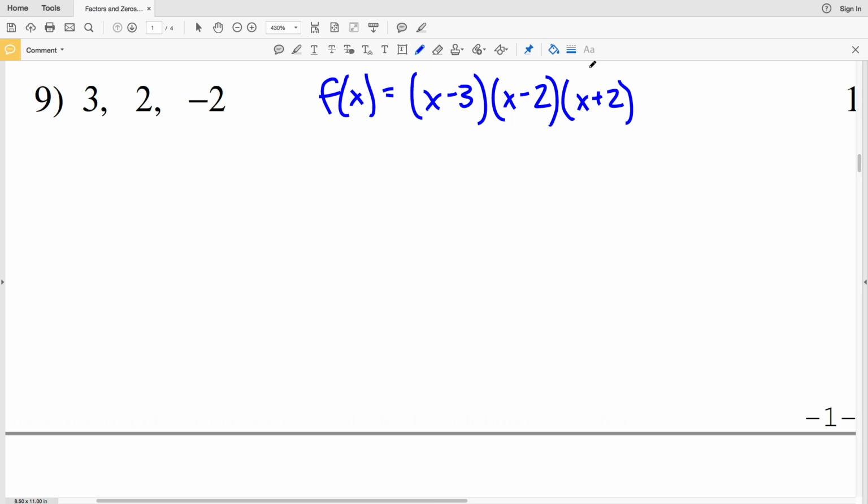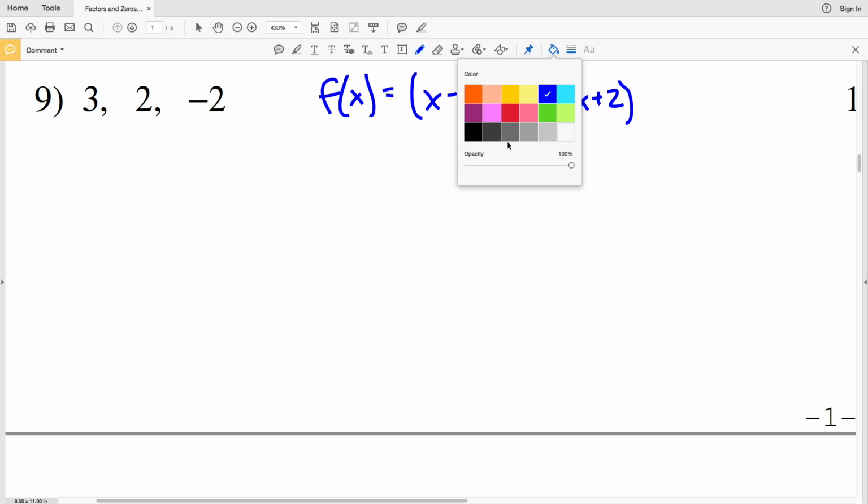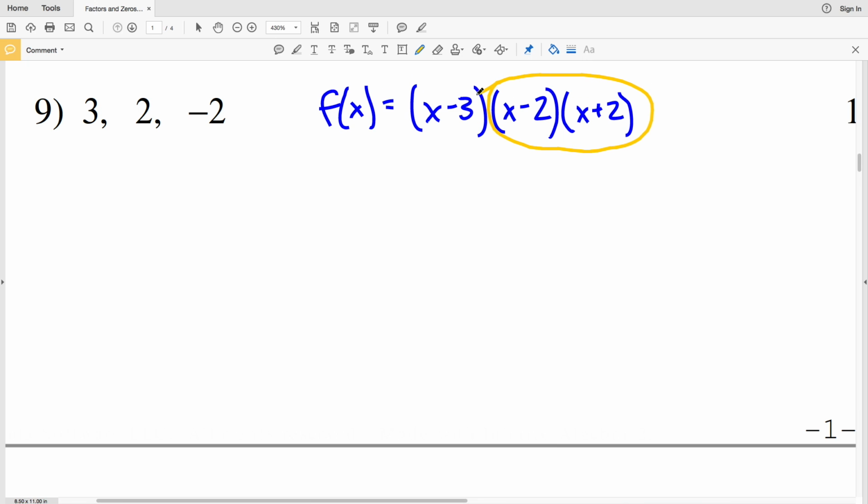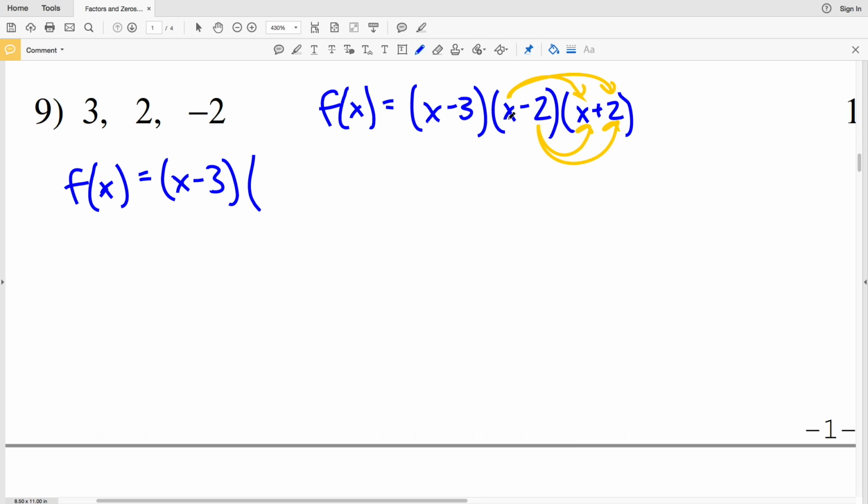Now we're just going to multiply each of these together in order to write our polynomial of least degree with integral coefficients. So I'll start with my last two. So I'll multiply x to x, x to 2, negative 2 to x, and negative 2 to 2. So I'll have f of x equal to x minus 3, and then x times x is x squared, x times 2 is plus 2x, negative 2 times x is plus negative 2x, and then negative 2 times 2 is a negative 4.